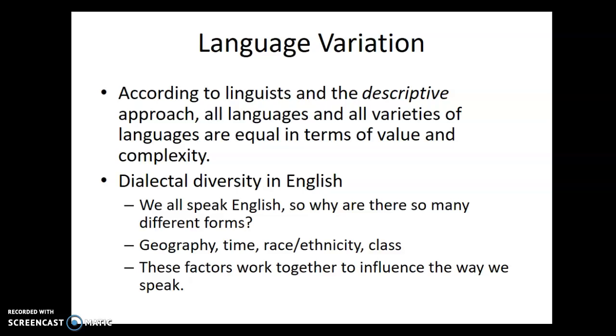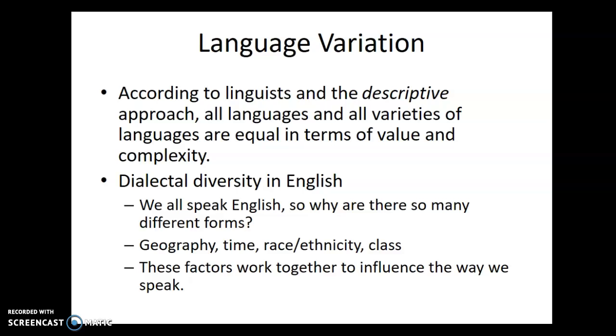If we're talking about dialectal diversity in English, we all speak English. Everybody in the United States understands each other for the most part. We can go to different regions and talk to different people, and we might notice some differences or some different vocabulary. I definitely noticed that when I first moved from the Midwest to the South. I'm sure many of you have noticed that traveling to other places in the United States. We do have some differences.